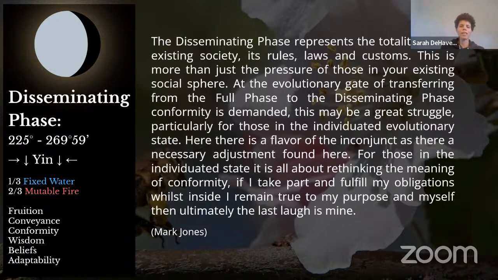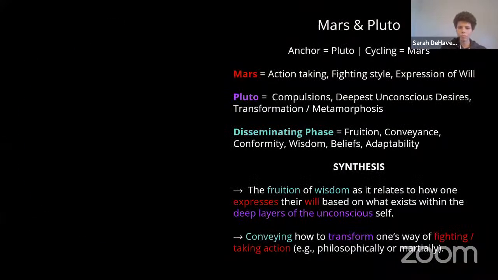So it's kind of interesting Mark Jones says that, because as far as I know, I believe he's either a psychotherapist or a psychologist. Either way, he works with the psyche from societal conventional means, but he's also an astrologer, right? So I think he really gets the themes and nuances of the disseminating phase from this perspective.